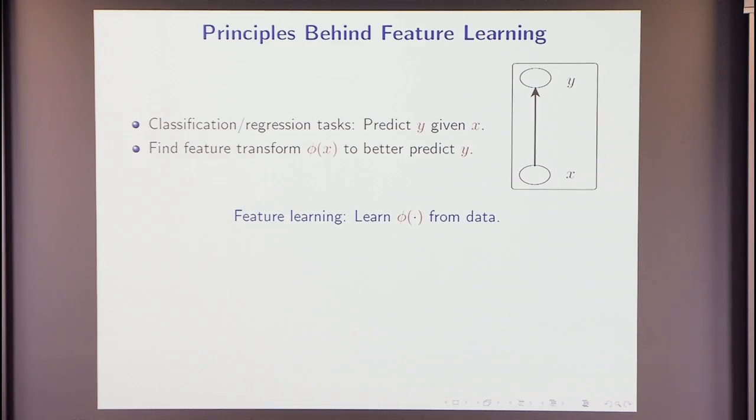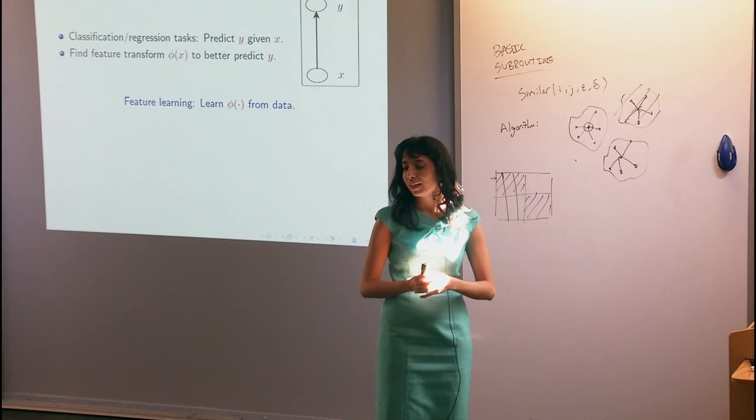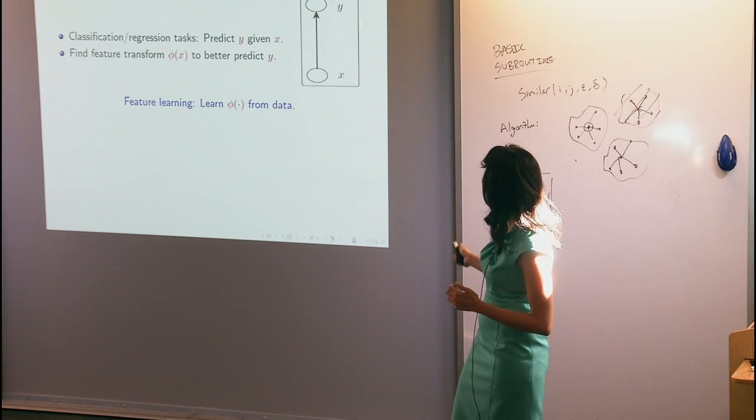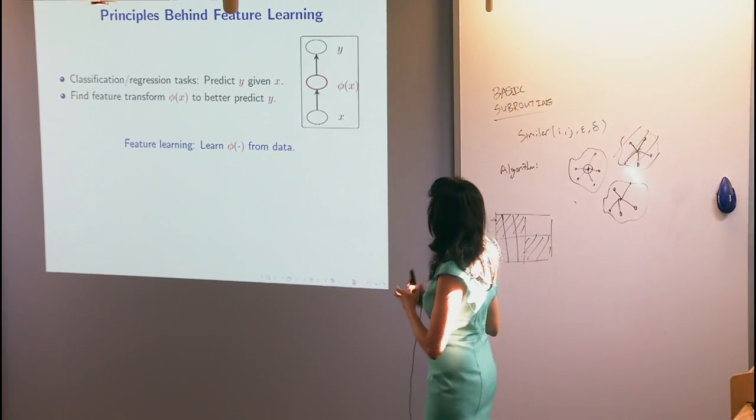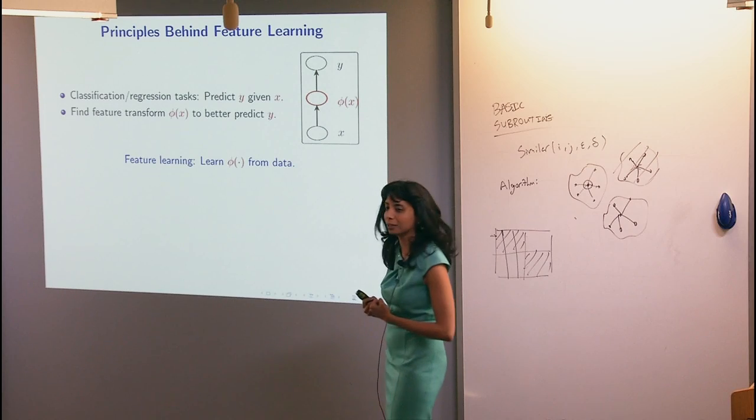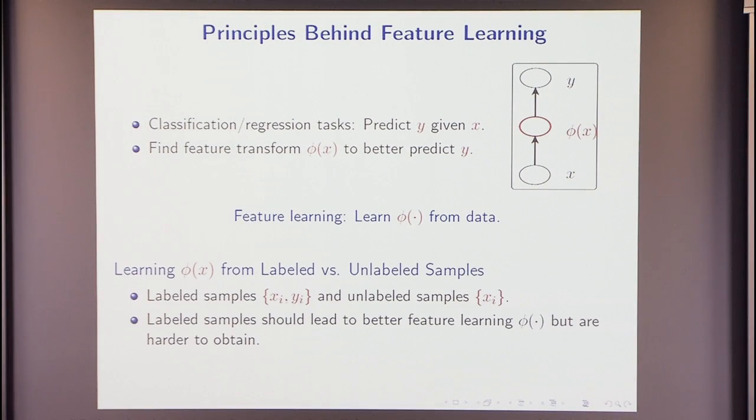So the principle I'd like to explore is how to go about finding these feature transformations in an efficient way, and what can we say, theoretically, about when we can learn such feature transformations? Right, so the idea is if I want to now predict the label y given x, there is some intermediate function, phi of x, that is better for predicting y. So how do we go about learning these feature transformations?